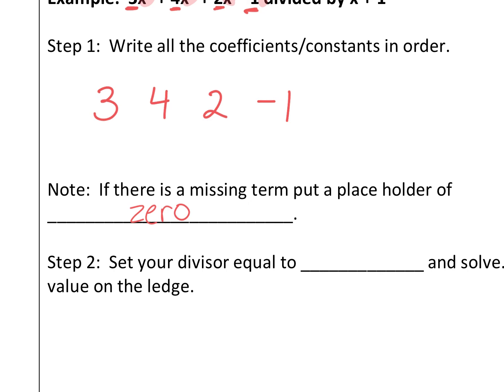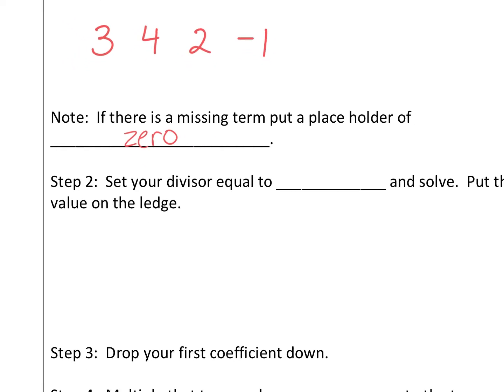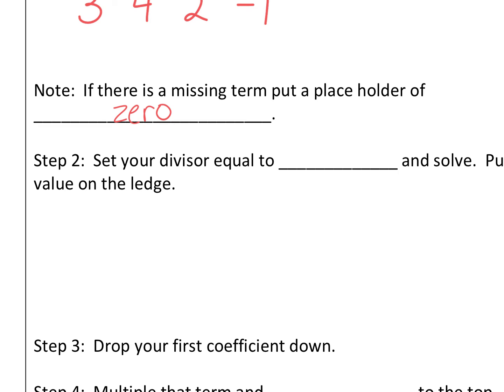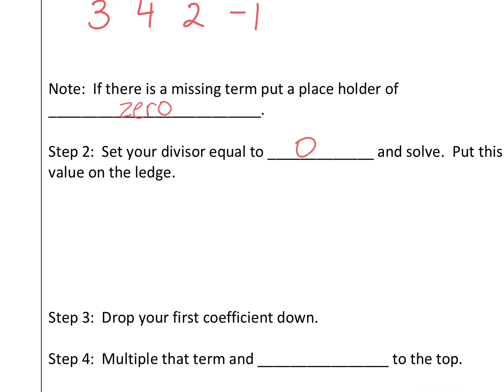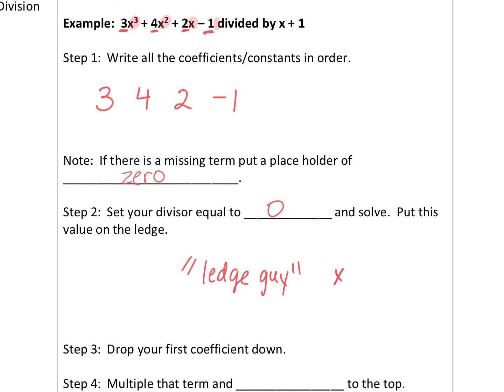That's probably the hardest part, making sure we don't miss one of those zeros. Once we have that, we set our divisor equal to 0 and solve. This is going to become what we call our ledge guy, as you're going to hear me refer to it. My divisor in this case was just x plus 1. Set it equal to 0. What does x equal? Just subtract 1, so x would be -1. That would be my ledge guy.